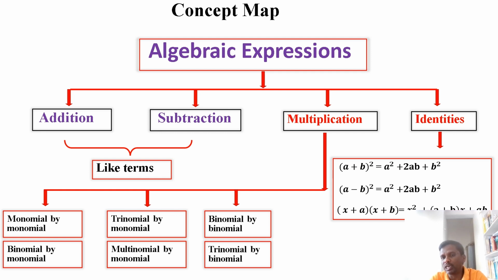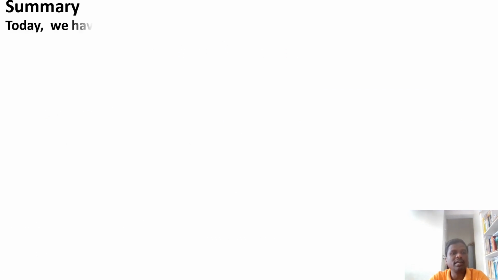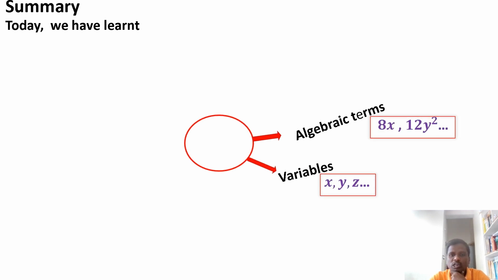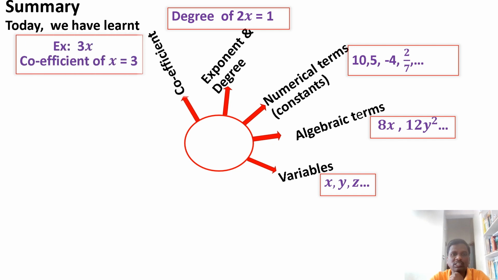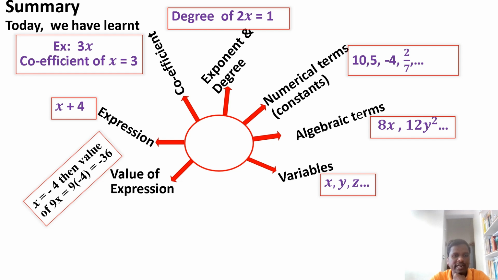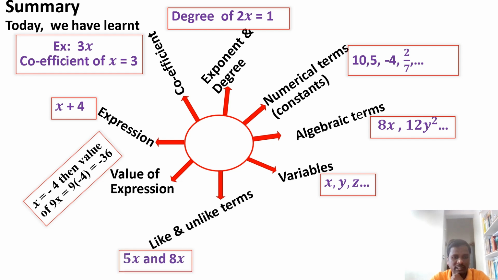A plus b whole square is equal to a square plus 2ab plus b square, and a minus b whole square is equal to a square minus 2ab plus b square, and x plus a times x plus b is equal to x square plus a plus b times x plus ab. So now the summary. In this class we have learned variables, algebraic terms and numerical terms, constants, exponents, degree and coefficients, expression, value of expression, and like terms, unlike terms.